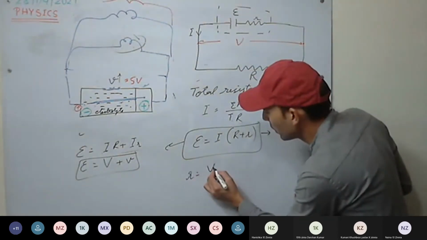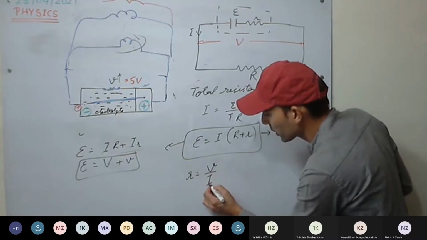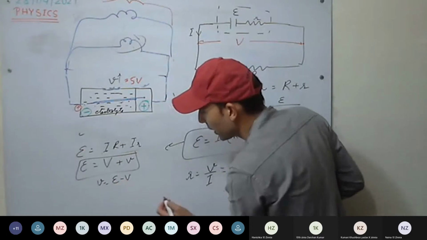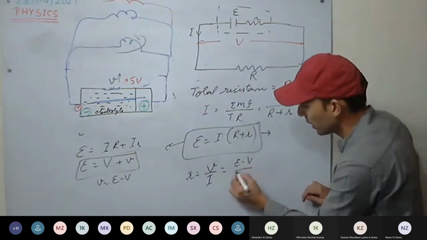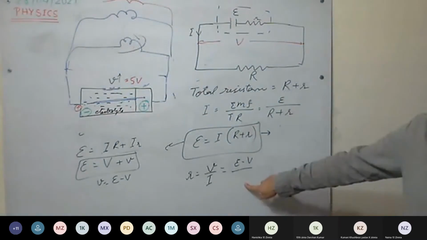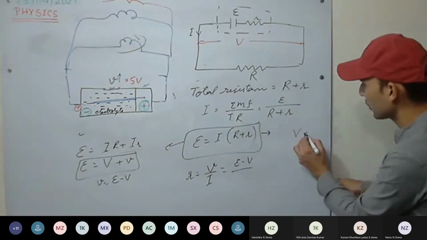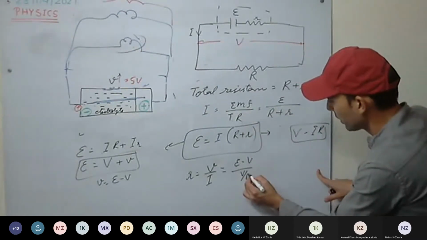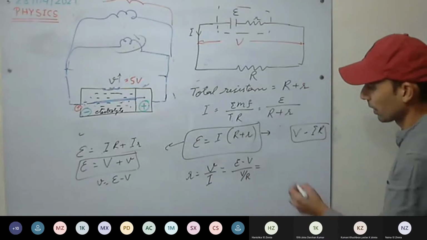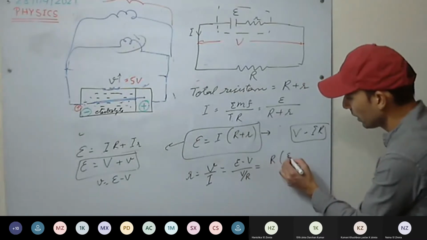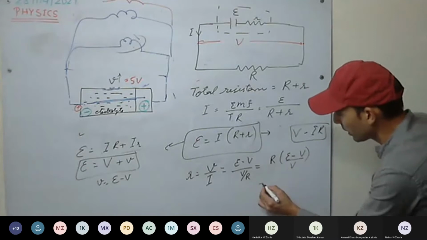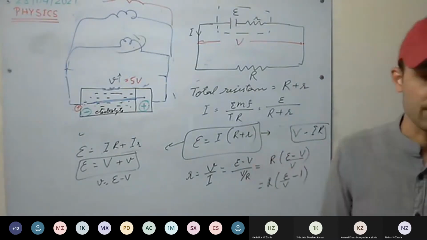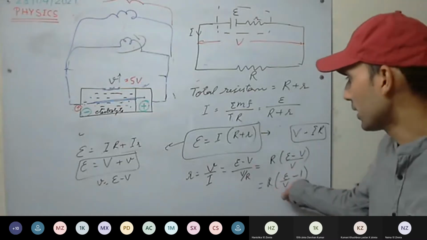So r equals potential, that is voltage drop, across current flow. From here we can note the voltage drop is epsilon minus V. We put here epsilon minus V divided by I. I is how much here? V equal to IR we have already got. Put it here, V by R. So R will come in the numerator: epsilon minus V divided by V equal to r, so r equals R times (epsilon upon V minus 1). In any way you can put and calculate, depending on what you have to calculate.